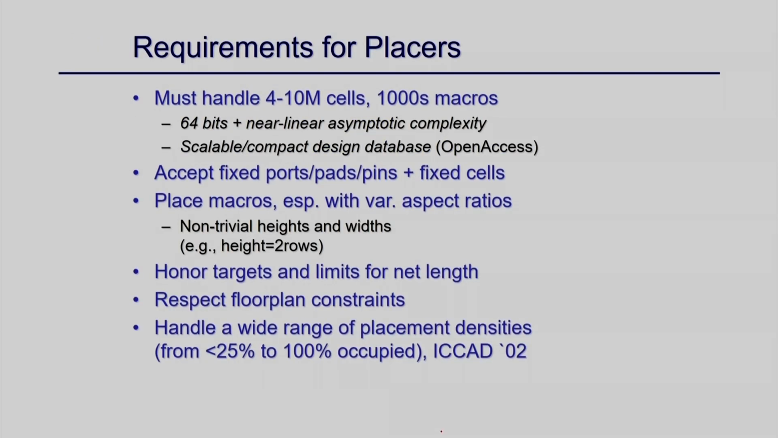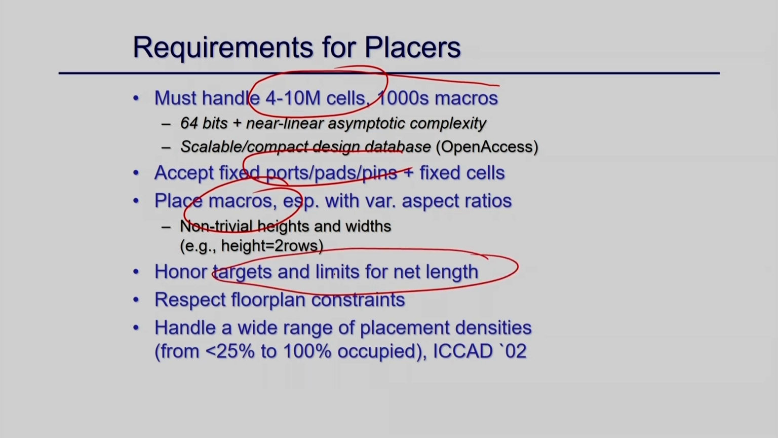So this is important, and the problem with the placer is that now the number of cells is maybe 100 million, we have maybe 10 million cycles, and we also have to place macros like DSPs and all those, and you also have to place the ports and pads, everything. You also have to honor the target and limit of each net length, respect the floor plan constraints and all those things. So the placement has to satisfy all these kinds of constraints.